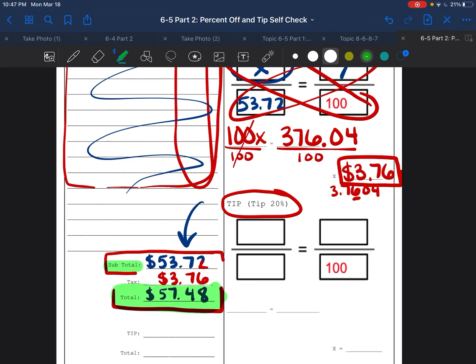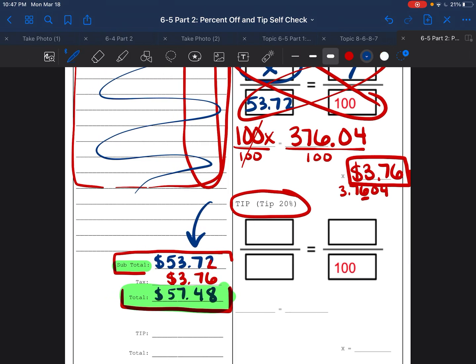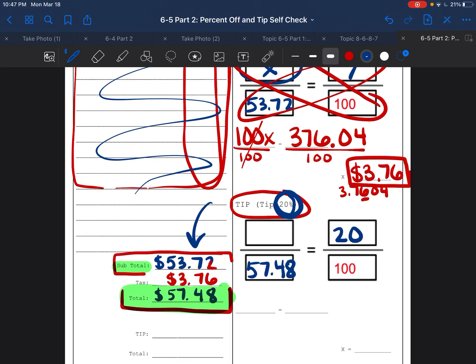So when we're doing that number, now we're calculating tip. So for every restaurant, you have to calculate the tax and then you have to calculate the tip. So now we're calculating this tip. It's $57.48 in total. Tip, we're just going to stick with 20%. So we're going to put a 20 here. If at some restaurants, as you're looking through them, you're like, I want to tip a little more, you can do 25. But I don't want to tell you to do any more than 25 for this activity.